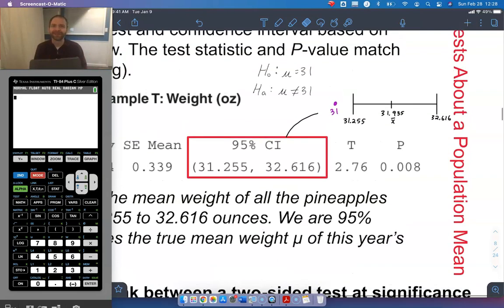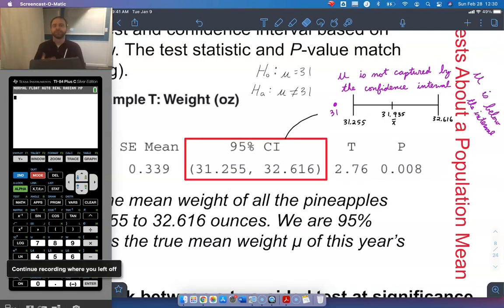Well, where's my 31? Well, 31 would fall outside of that interval. But you know what? It's not just outside. It's not captured by that interval. And I even have to be more specific if I'm going to make this statement. I can't just say it's outside or it's not captured, I better give a direction. Mu is below the interval. So I have my direction.